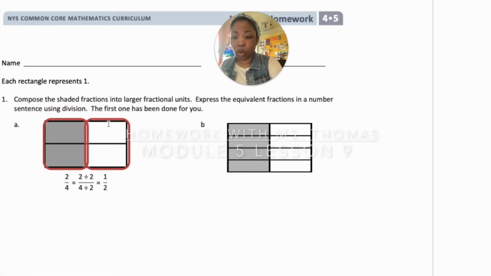All right, so each rectangle represents 1. We are composing in this lesson. So different from the lessons prior where we were decomposing, we are composing, which means we are putting smaller units together to make an equal larger unit. We're composing the shaded fraction into a larger fractional unit. We are expressing the equivalent fractions in the number sentence using division.